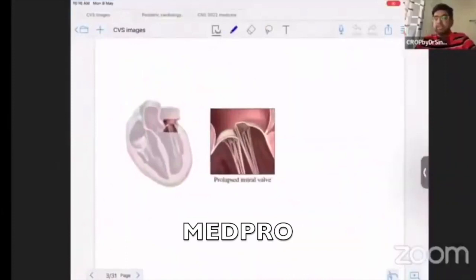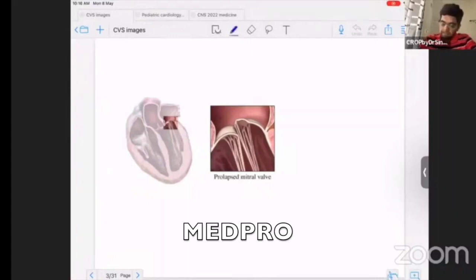Can you see the area which is highlighted? This is the left atrium and the left ventricle, and the valve in between is the mitral valve. This is the zoomed version of that particular area, where you can see the mitral valve normally should be flat, like this, correct? This is a normal looking mitral valve.